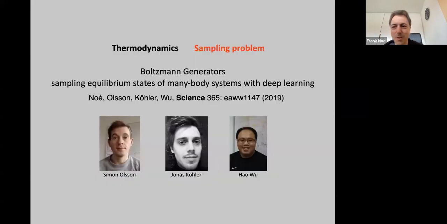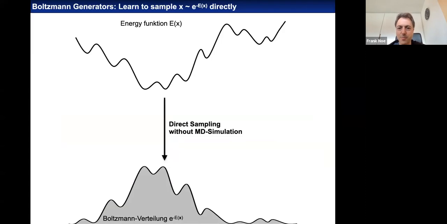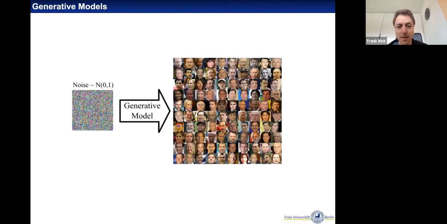So one of the questions we've asked ourselves is, can we use machine learning, can we use deep learning, and especially generative learning, to make progress here? And so this led to the idea of Boltzmann generators. The Boltzmann generator basically is a generative learning system which tries to sample the equilibrium density of a molecular system more directly than by doing MD simulations or Monte Carlo simulations with tiny steps.